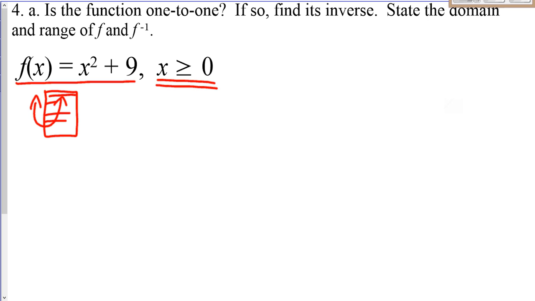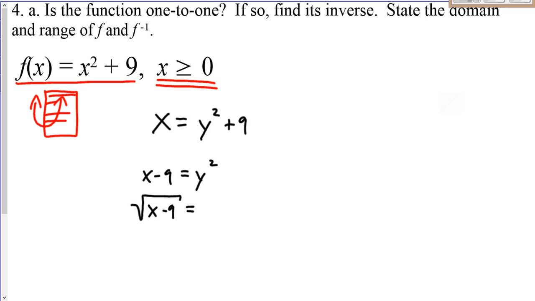So to find our inverse, we're going to switch our x's and y's. So I'm going to get x is equal to y squared plus 9. Okay, so I'm going to subtract 9. So we get x minus 9 equals y squared. Take the square root of both sides, and I get the square root of x minus 9 is equal to y.